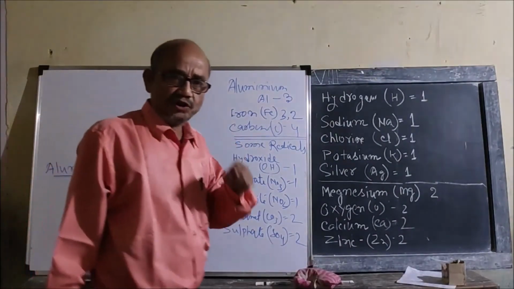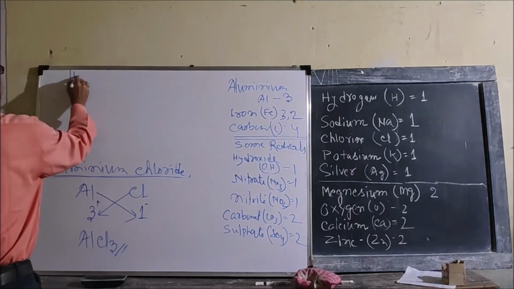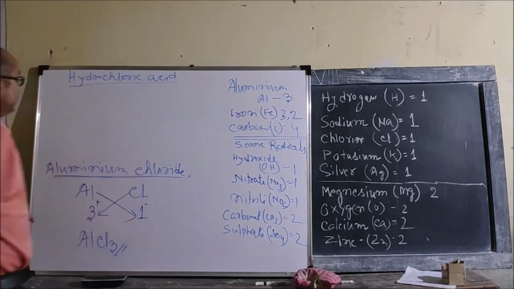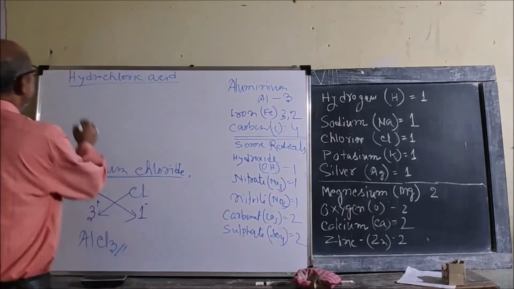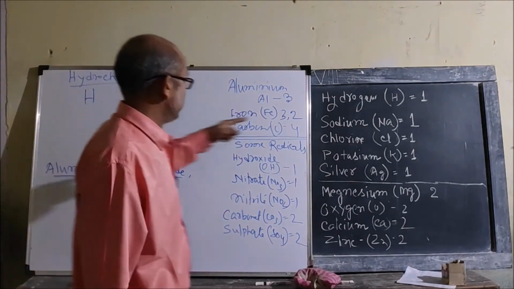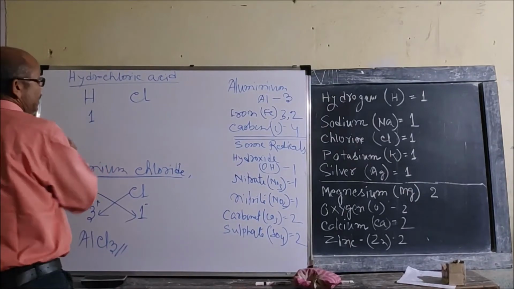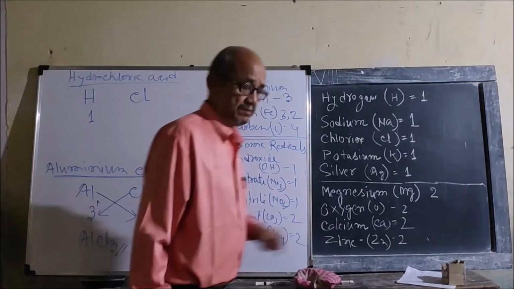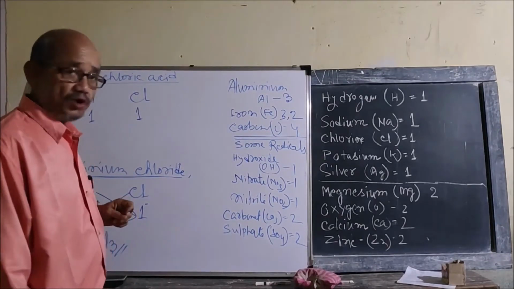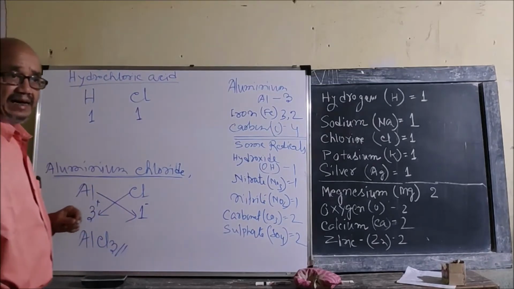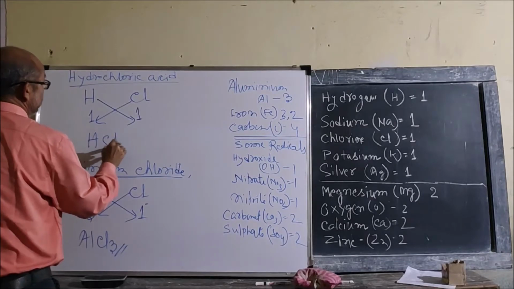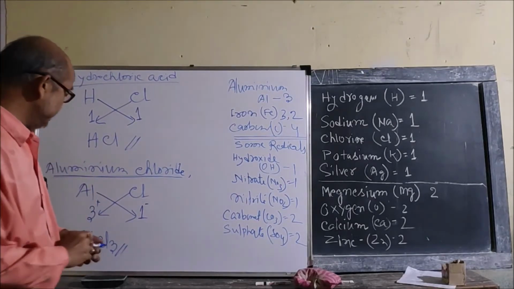Now the next one, hydrochloric acid. Hydrogen and chlorine. Now we put the valence of hydrogen 1, valence of chlorine 1. But here both constituent elements are non-metals, so there is no need to put the ionic symbol. Cross it. That is the chemical formula of hydrochloric acid.